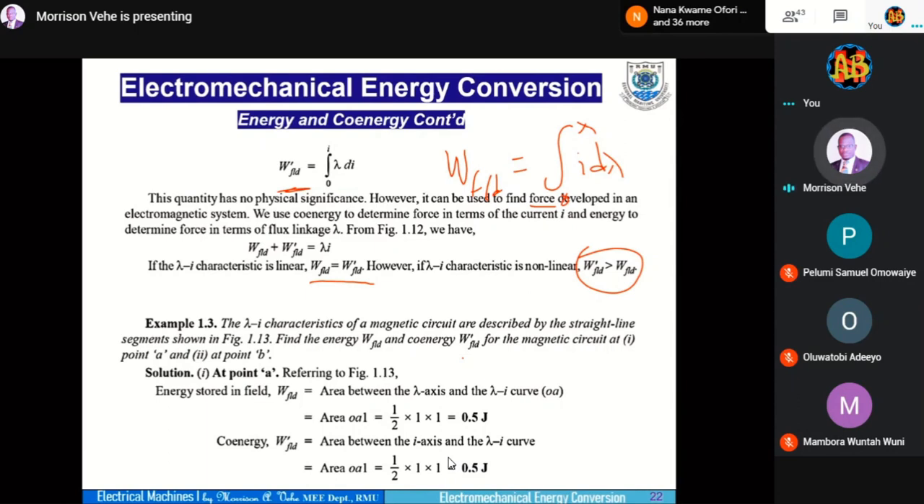Of course, you have a situation where the air gap is determining the linearity and then the non-linearity of the situation. So that is a major factor in this case, the air gap.